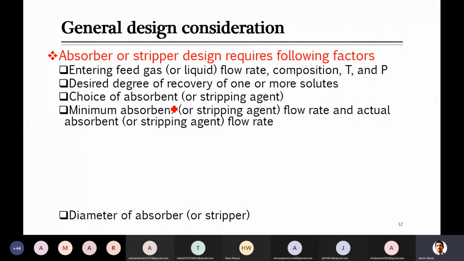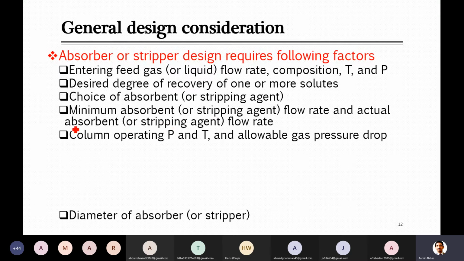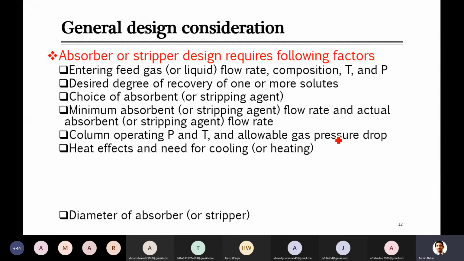Next, the minimum absorbent or stripping agent flow rate and the actual absorbent or stripping agent flow rate. This we have to calculate to reach this point. Before starting the design you don't know this, so you have to make this calculation. Then, column operating temperature and pressure and allowable gas pressure drop. Someone asked what the effect of pressure drop is. If you know how much the pressure drop inside the column should be, then based on that you can decide which option is more suitable for you. Then, heat effects and the need for cooling or heating if it is needed inside the column.